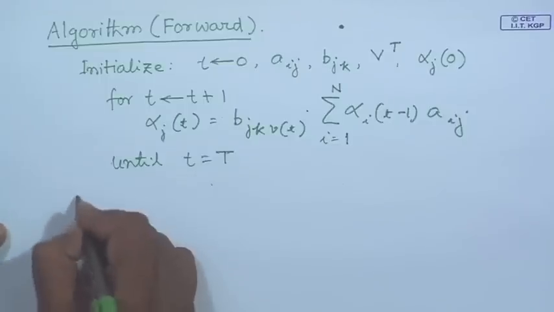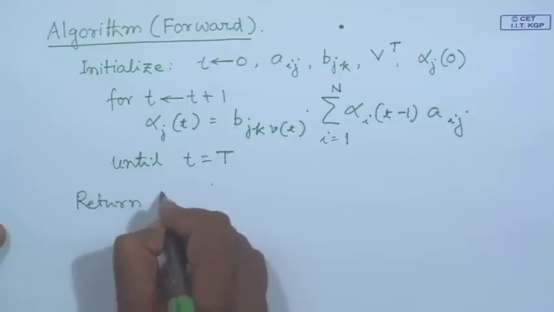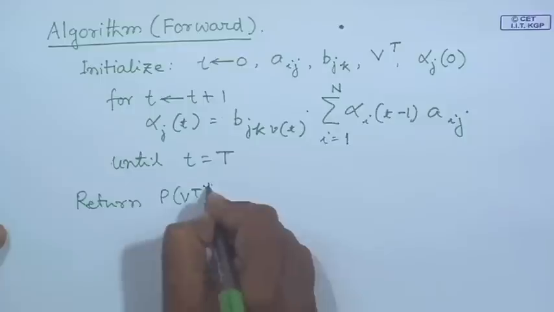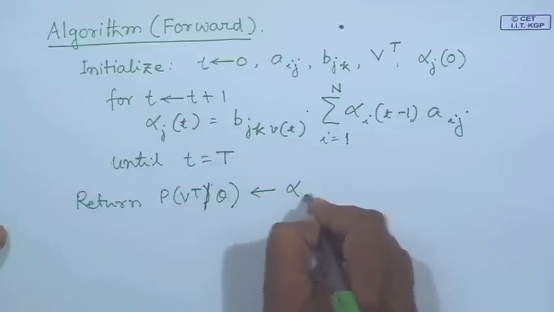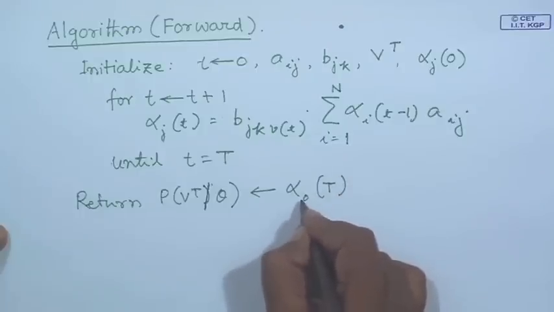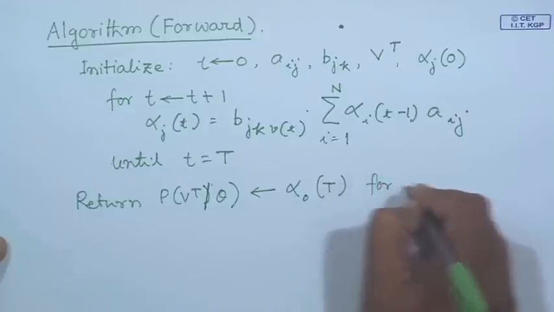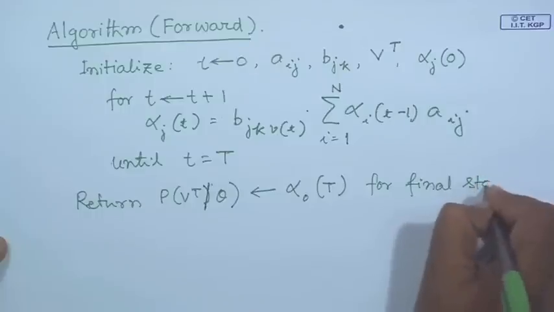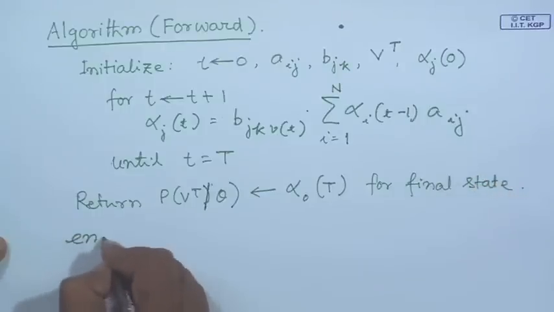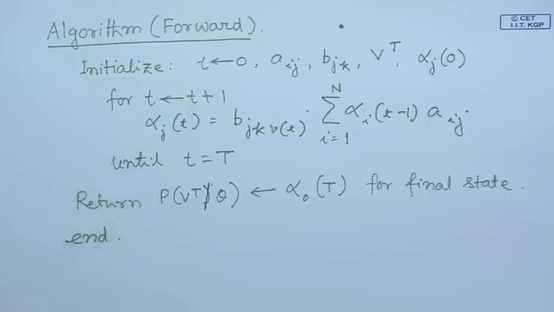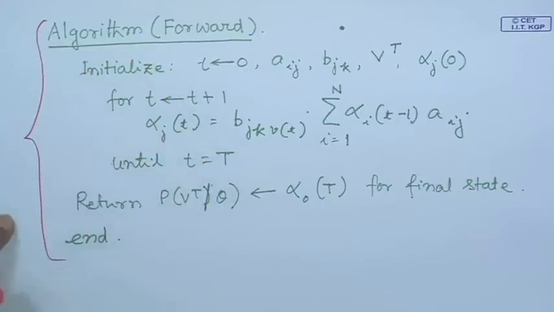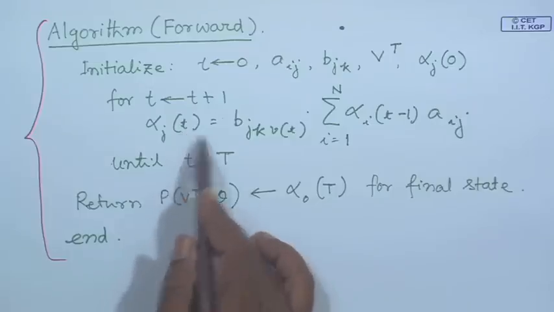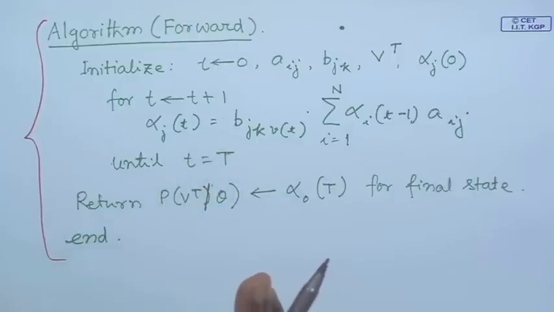And at the end of this, what I have to do is return P of V T given theta, which is nothing but alpha 0 T, and this alpha 0 is the probability of the final state. And the algorithm stops there. So, this is the algorithm, called the forward algorithm, which is used to find out the probability that a given sequence V T is generated by a given model theta.